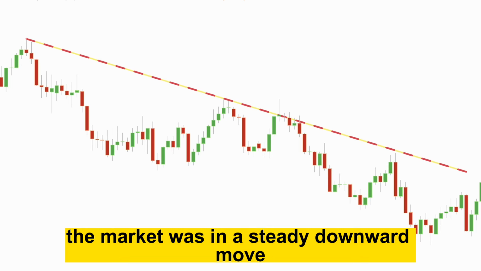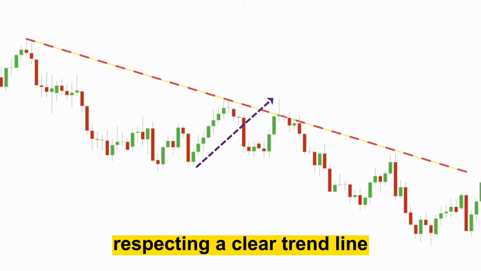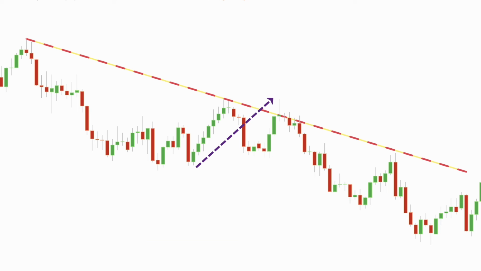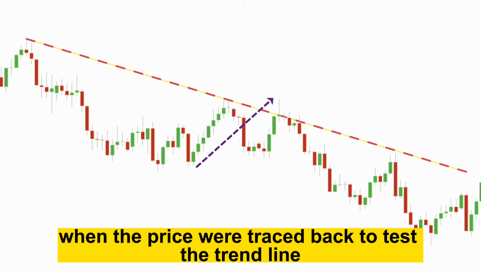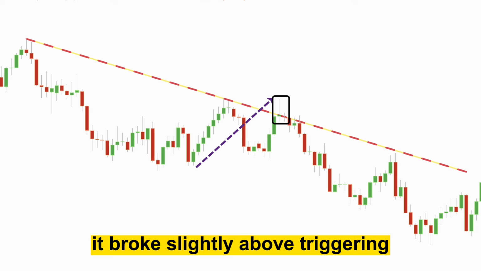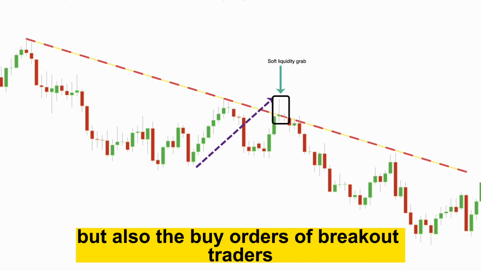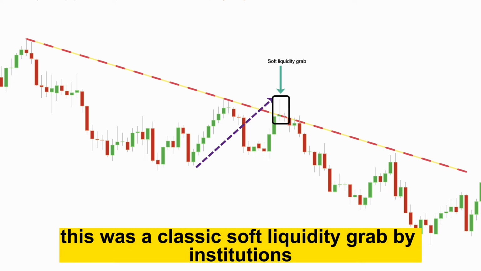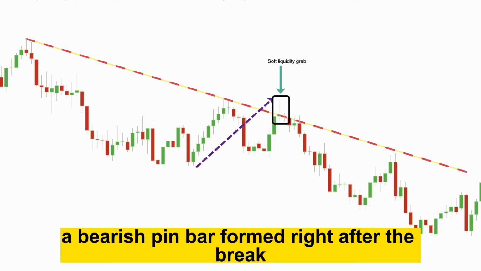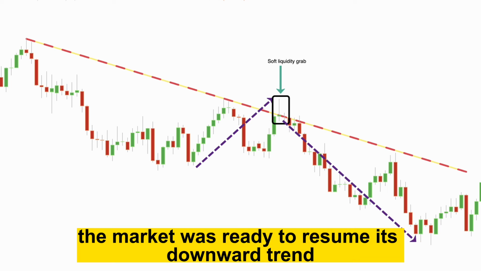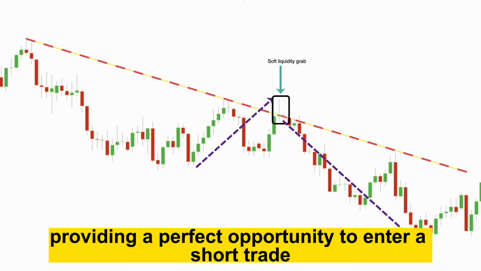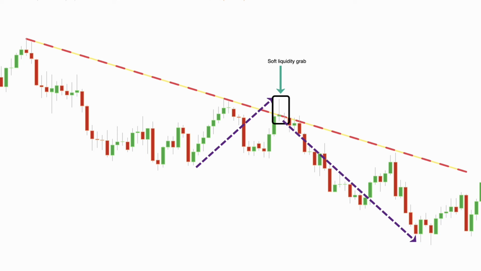In this example, the market was in a steady downward move, respecting a clear trend line. When the price retraced back to test the trend line, it broke slightly above, triggering not only the stop losses of traders who were short but also the buy orders of breakout traders. This was a classic soft liquidity grab by institutions. A bearish pin bar formed right after the break, signaling that the market was ready to resume its downward trend, providing a perfect opportunity to enter a short trade before the price moves lower.